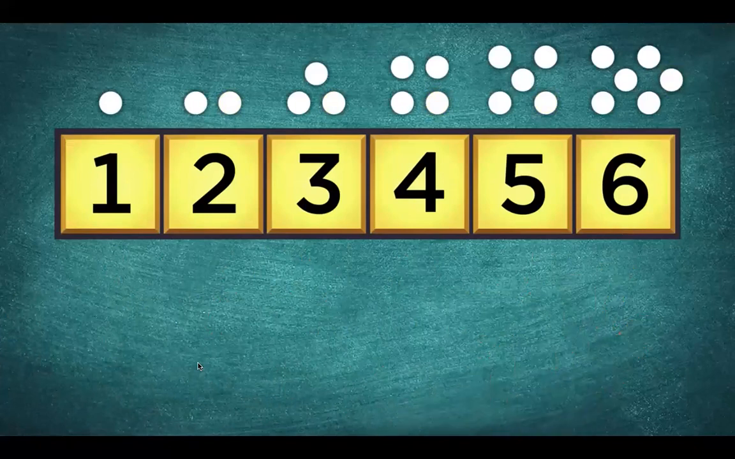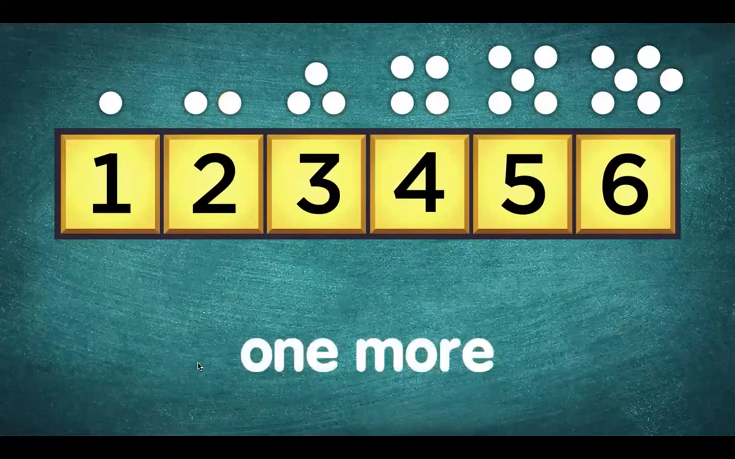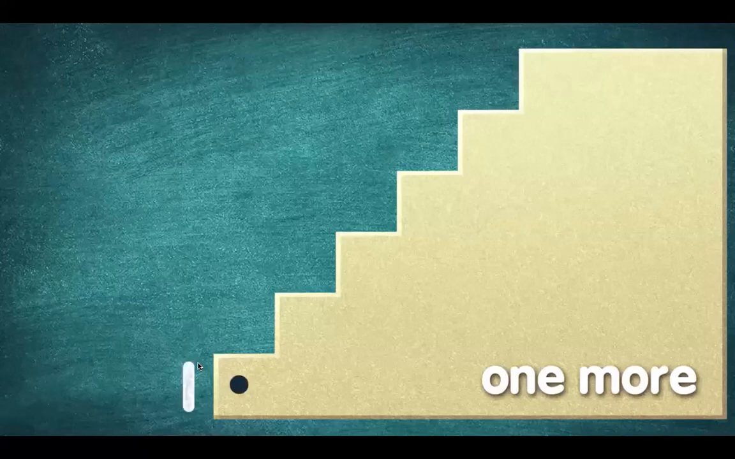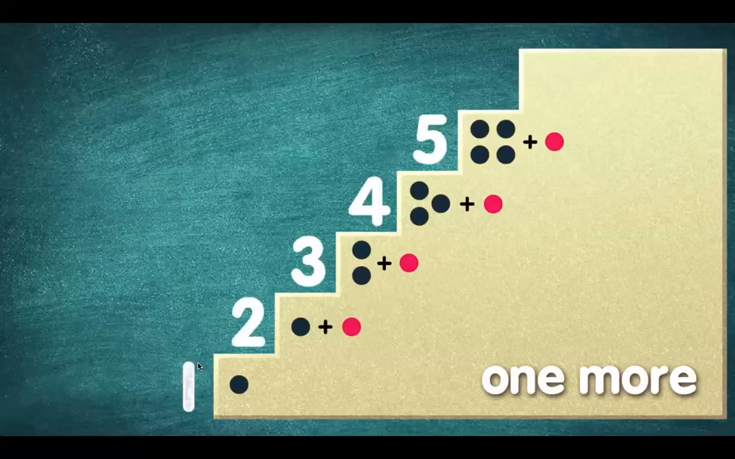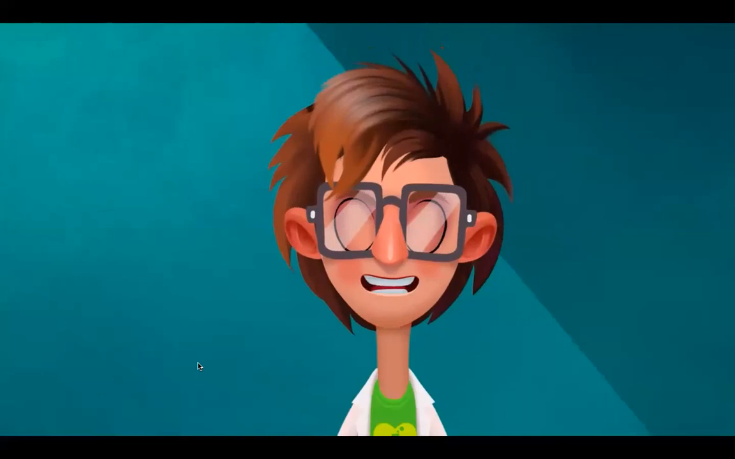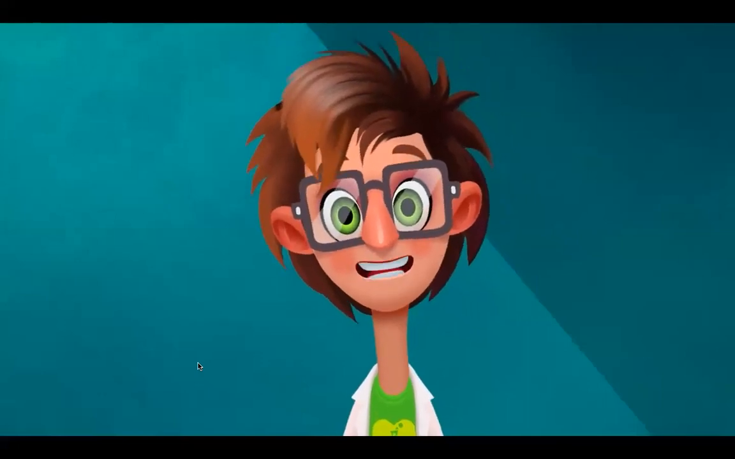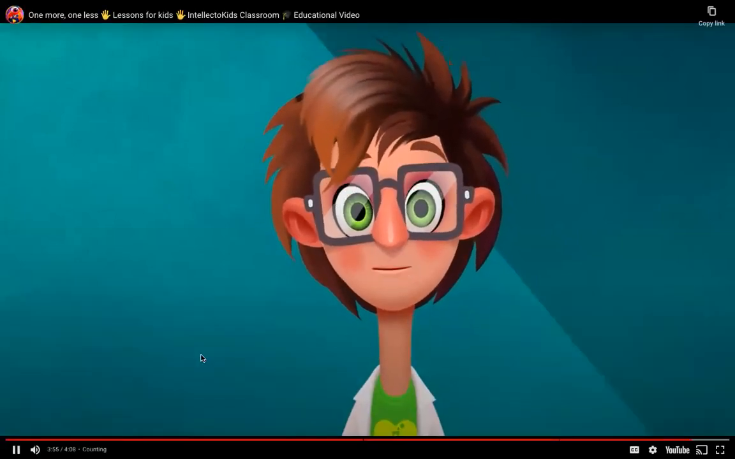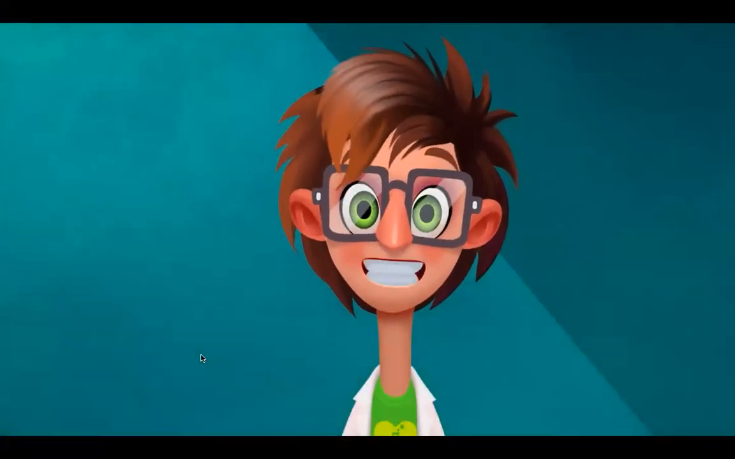Take a look. Each number is larger than the one before by 1. Take a close look at these steps. Do you see all of the numbers going up in order? How much larger is each number than the one before it? That's right, it's larger by 1. Now you can count from 1 to 6, and you also know that every number is 1 larger than the one before it.